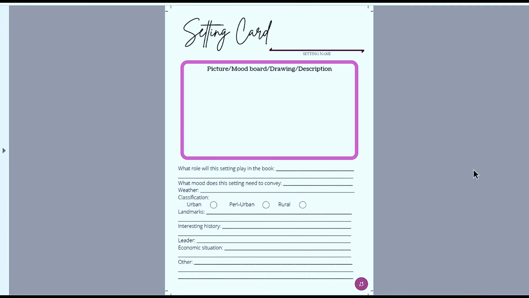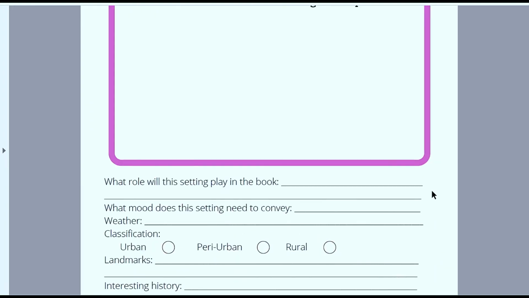Next up is a setting card. Where will your novel be set? So we have our setting name, and then we once again have some kind of physical representation, a drawing or mood board, a description, a picture, whatever works best for you. Now I'm just going to zoom in here a bit.